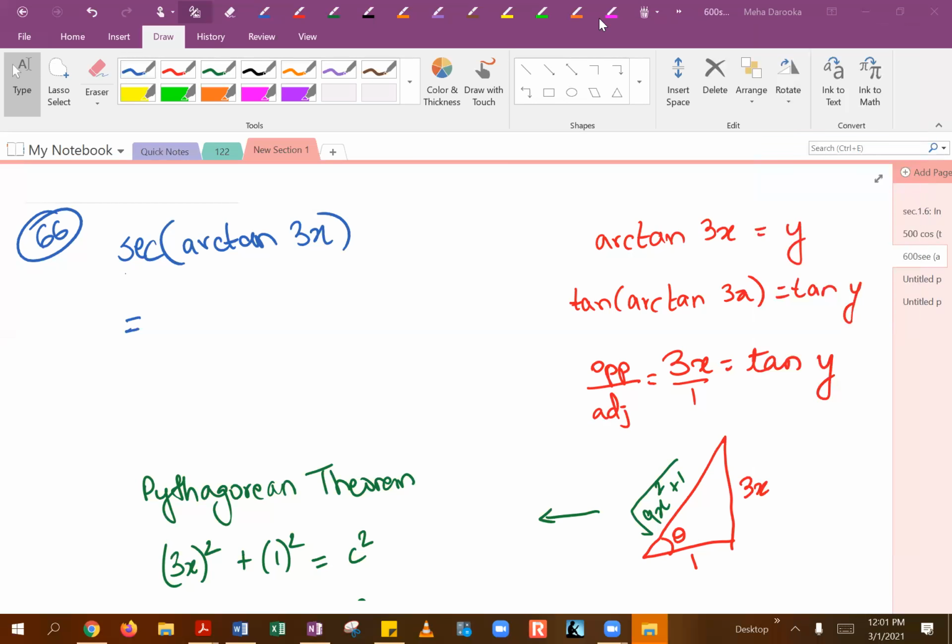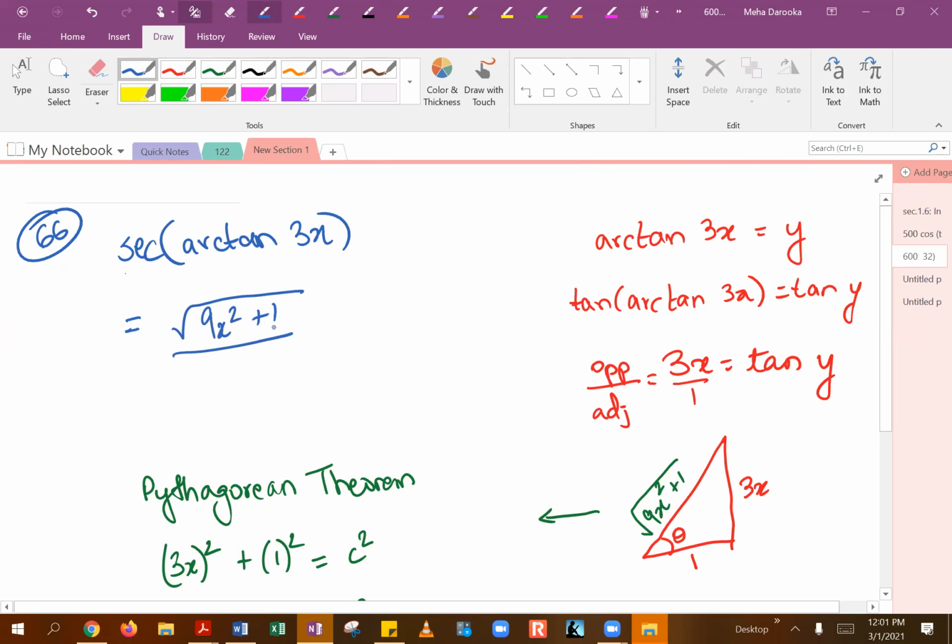Yeah, because when you talk about hypotenuse, our hypotenuse value is square root of 9x squared plus 1. Your adjacent to the theta angle is 1. So, basically you're dividing that by 1, which ends up giving you square root of 9x squared plus 1. So yeah, very nice, Katie. So that's going to be your answer.